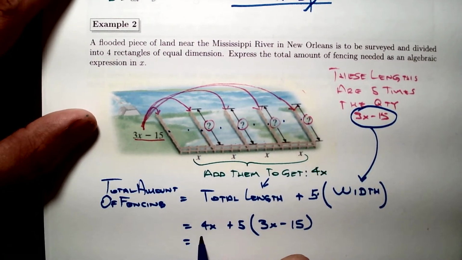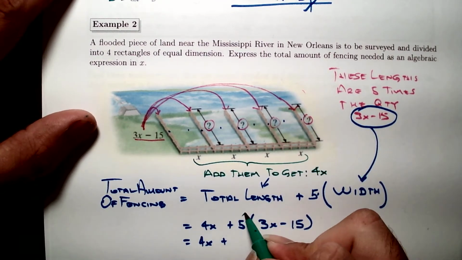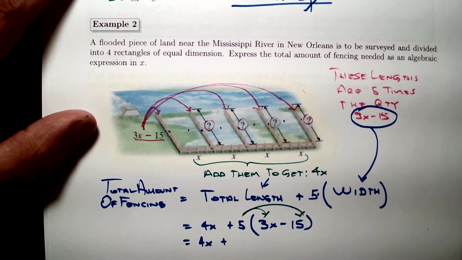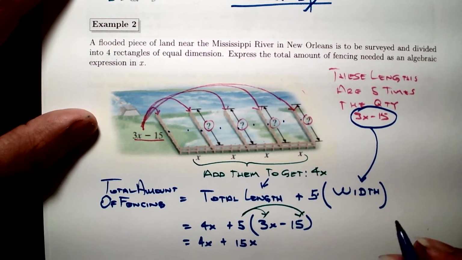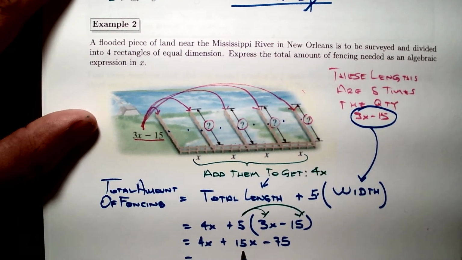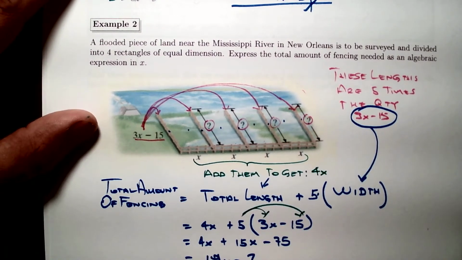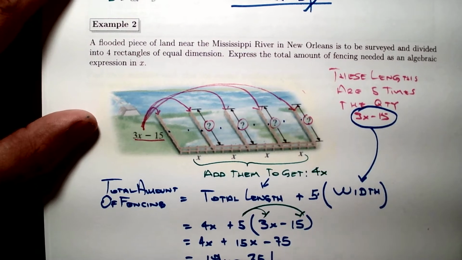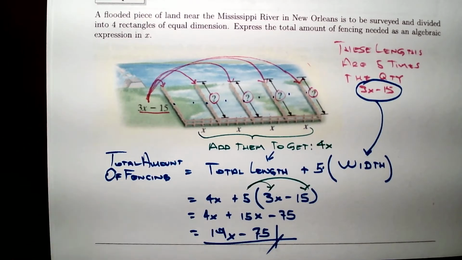So in this case 4x plus, what did we do in the previous section? Remember, distribute. So distribute 5 times 3x, that's going to give me 15x, and 5 times negative 15, that's going to give me negative 75. And then we combine these together to obtain 4 plus 15, that's a 19. 19x minus 75. Okay, final answer in this case.